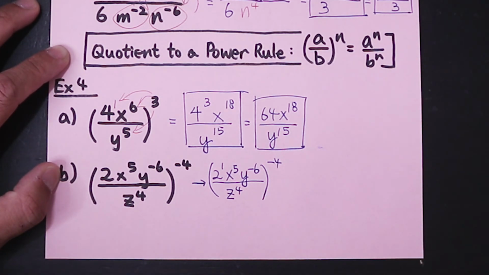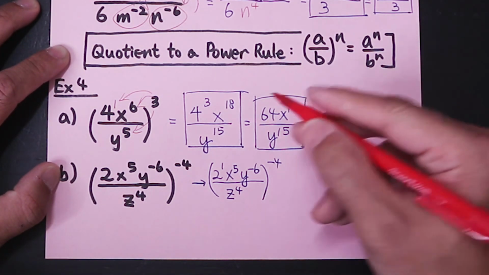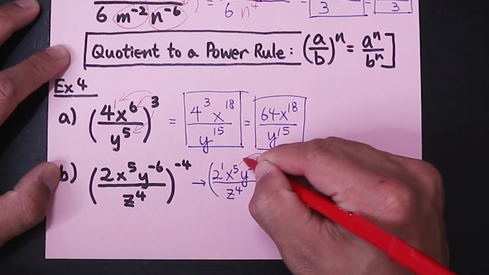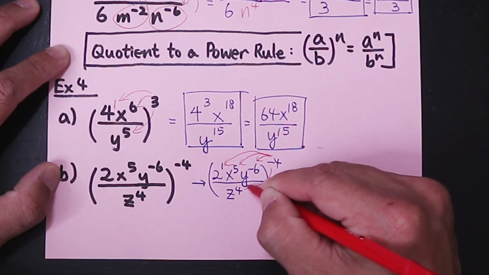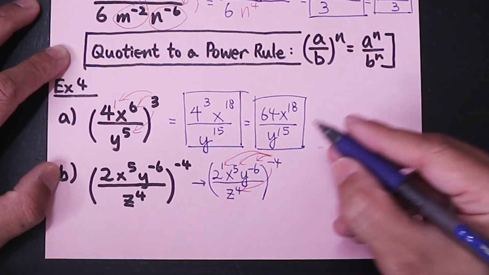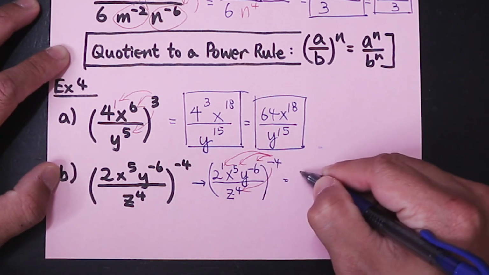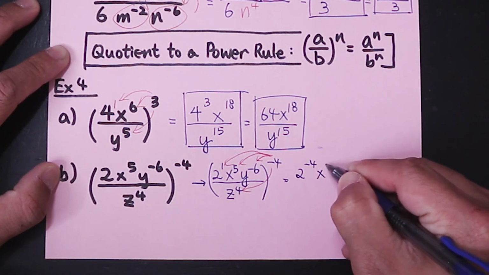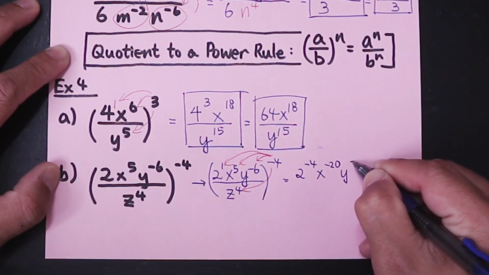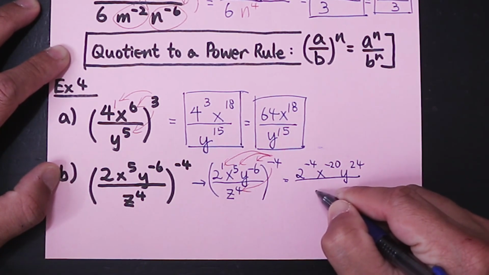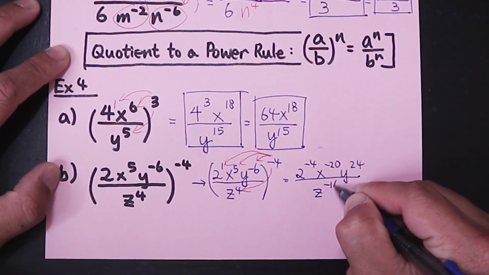Well, you're going to do the distributive property first, right? So you're going to distribute the outside exponent to the inside exponents like this. You can do it that way. And then from there, you multiply all the exponents. You have 2 to the negative 4th, x to the negative 20th, y to the positive 24th power, over z to the negative 16th power.